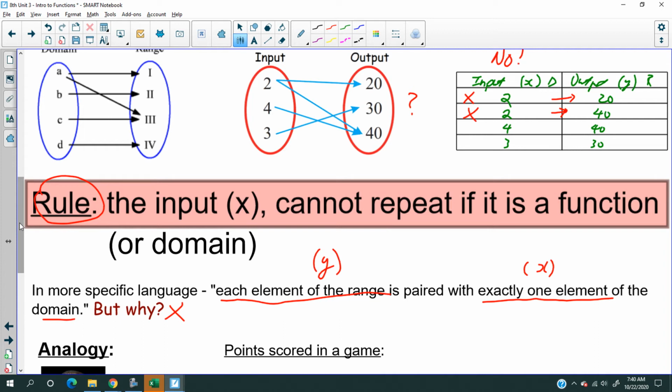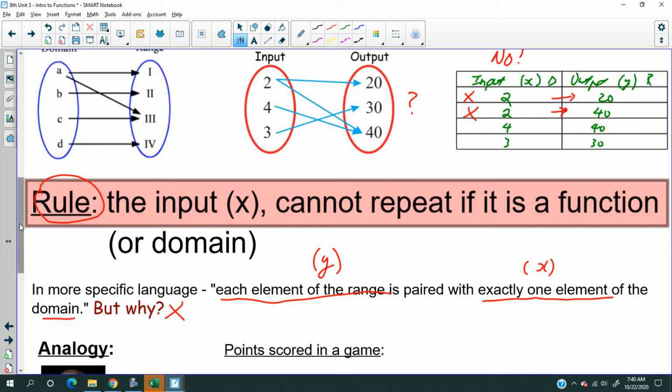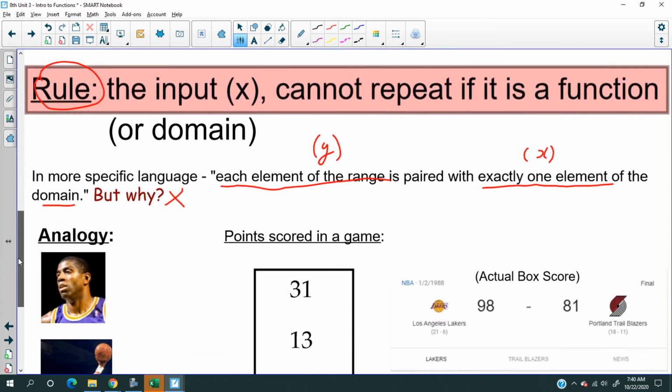All right, now, here's the last analogy of the day. And hopefully with this understanding, you'll really remember what a function is or is not, or what is or is not a function. And then tomorrow we'll do some practice, okay? So here's the analogy.